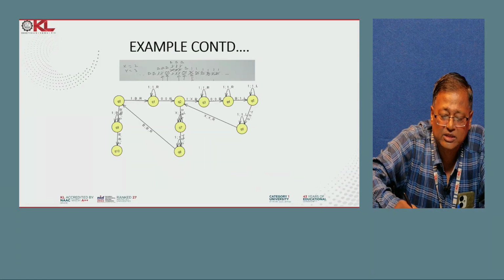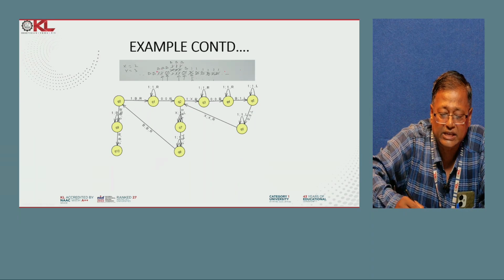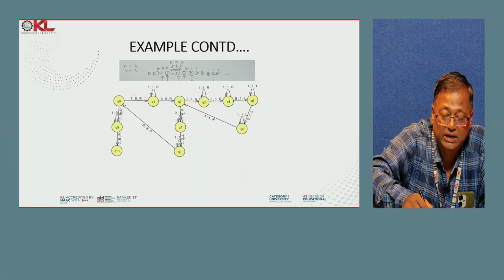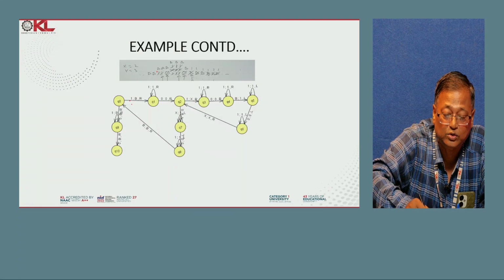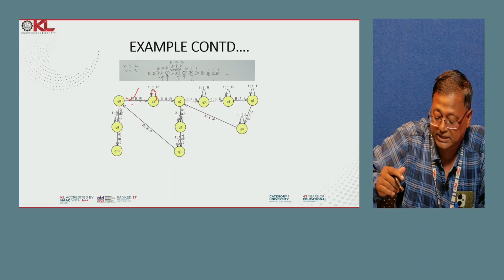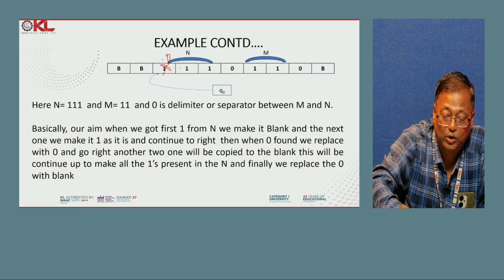So this is explained here. First I make it blank, then after that we will go right, and this will be described in the transition diagram. If I got 1 first, then we write the blank and go to right. Again I got 1, then write 1 and go to right, like that. Here when I got 1, write 1, make it blank and go to right.